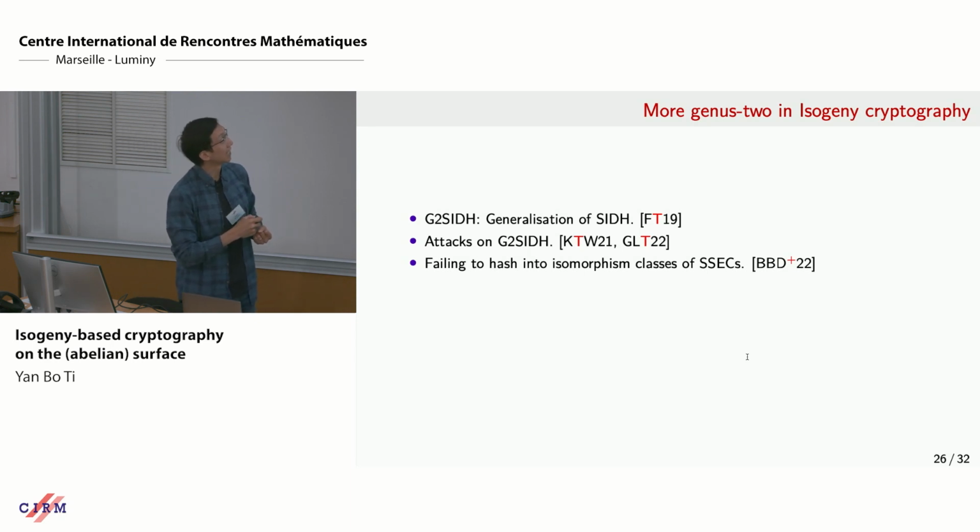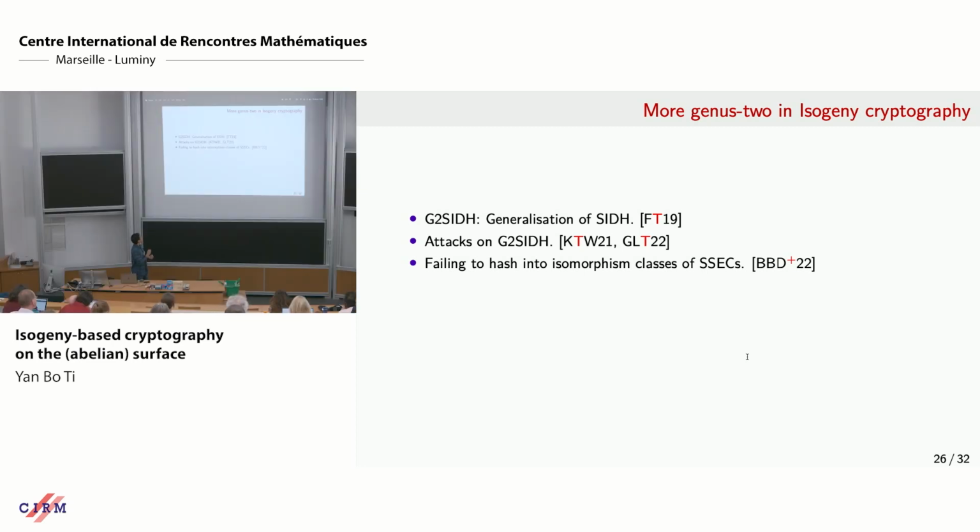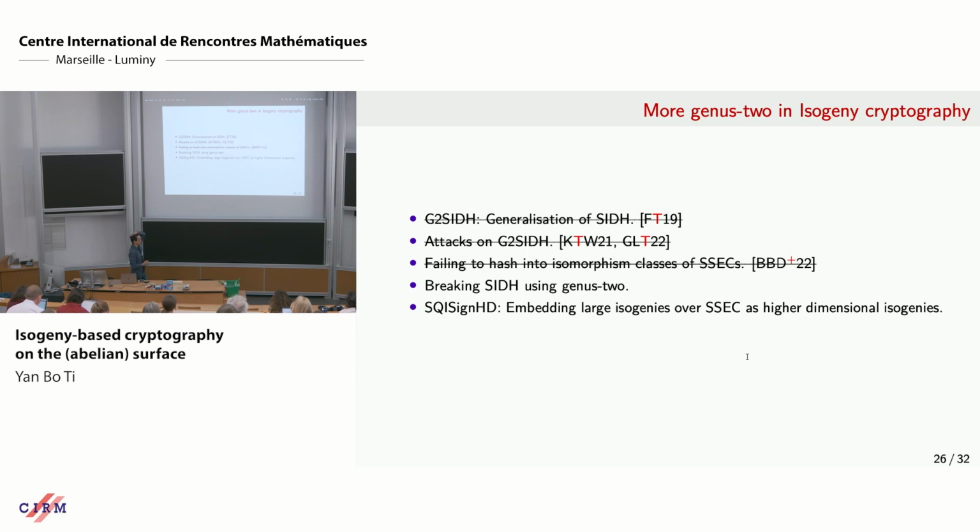We have attacks on SIDH, and also there's this failing to hash into isomorphism classes of supersingular elliptic curves. Because this is a failed attempt, I won't talk about this in this talk. And there's also another result called breaking SIDH using genus 2. So I won't talk about these two things anymore. That leaves me with very little to say, right? So I need to look at what other people are doing.